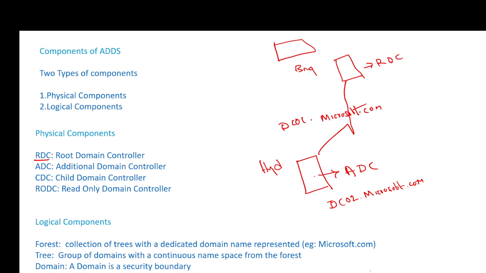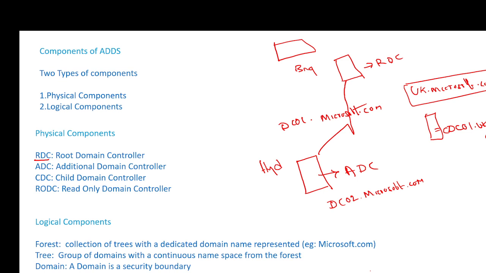Say for example, you will create a new domain, a child domain called uk.microsoft.com. Here you will have a domain controller, and the domain controller name would be CDC01.uk.microsoft.com. This is the fully qualified domain name of that CDC 01. So why do we need a child domain controller? Because sometimes the regional restrictions will be there, and you may need to have a separate business.